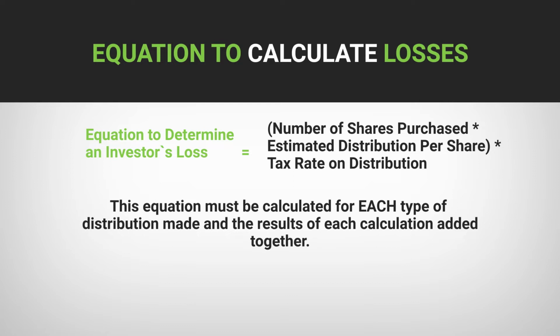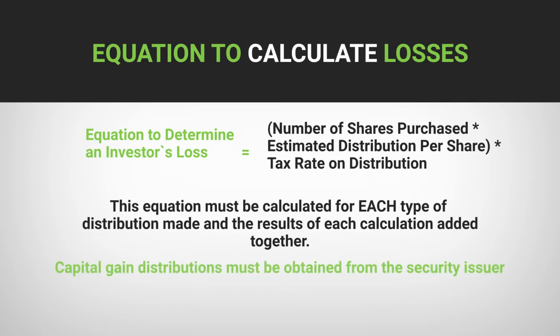All right, now this equation must be calculated for each type of distribution made. Again, prior video, multiple distribution types. This equation needs to be calculated for each type of distribution with its own unique tax rate, and then the sum of all of those calculations needs to be added together. That's your total loss for each type of distribution, right?